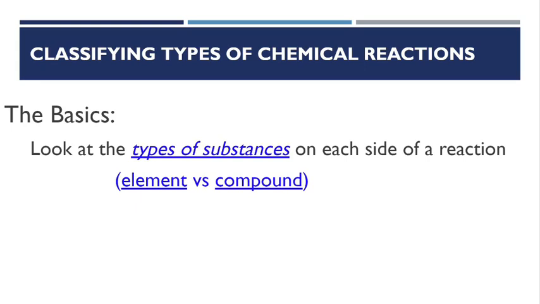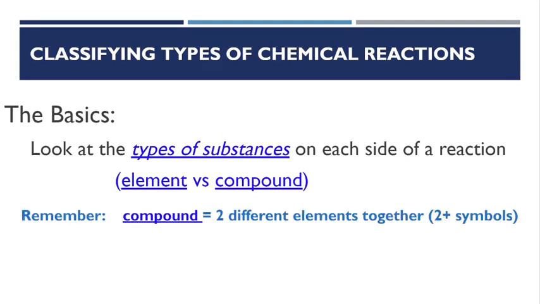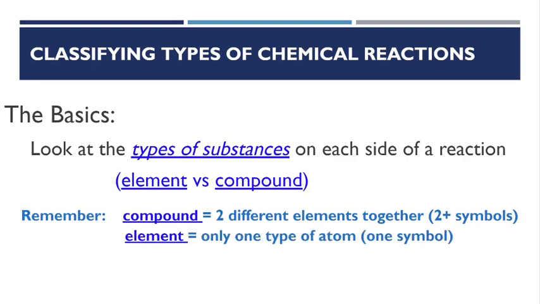We've got to be able to look at them and tell if they're an element or a compound in order to be able to do most of these types. And if you remember from back in Unit 4, compounds are what we make when we put two different elements together, like NaCl, MgCl2. And an element is just one type of atom, one symbol only. And it doesn't matter whether it has an extra number on there, like Cl2, that's just chlorine. It's a diatomic element, but it's just one symbol, so it is still an element. So we've got to remember that.